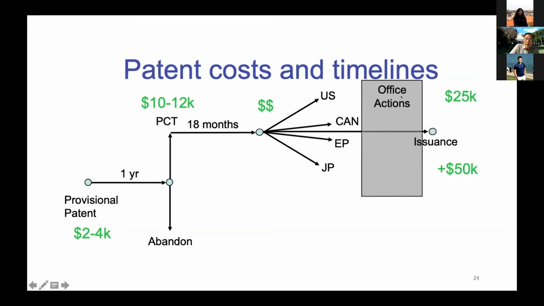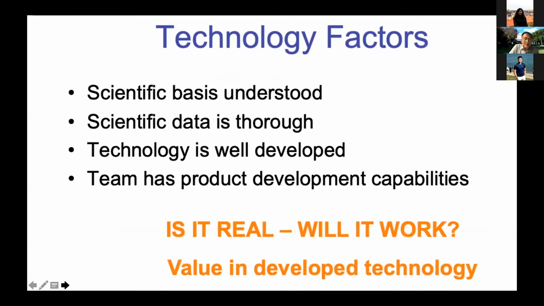And for office actions, for the issuers, there is more cost to get the patents granted, 25K or up to 50-plus K also. So this is the money, the time, and the cost for a patent application, the whole procedure.